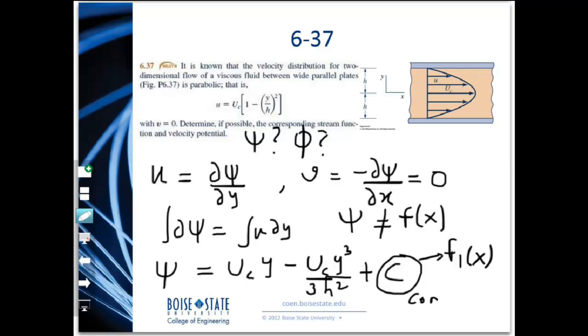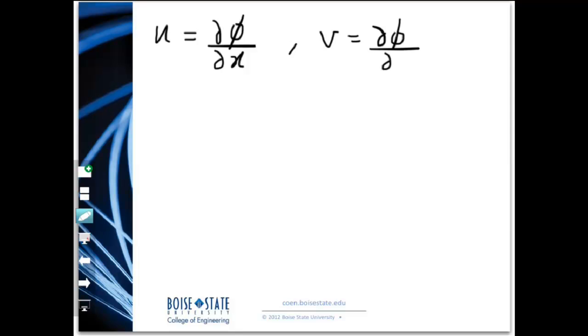So let me write here that it can only be a constant. Okay, so let's look at how to compute the velocity potential. The velocity potential can be defined as ∂φ/∂x being u and ∂φ/∂y being v.